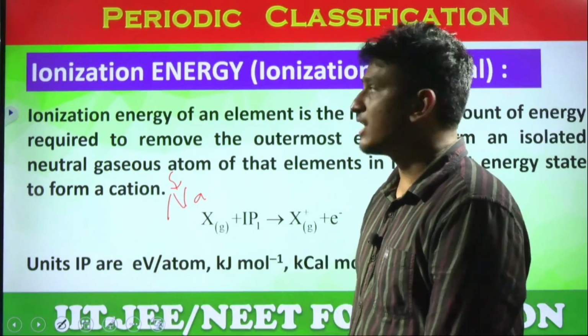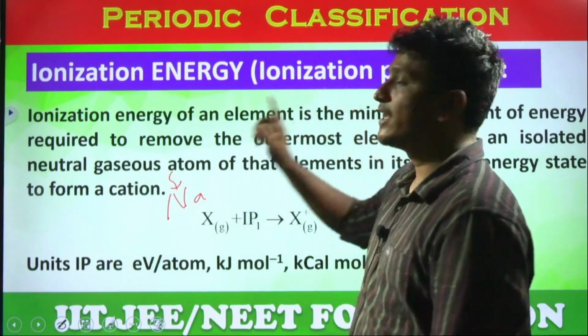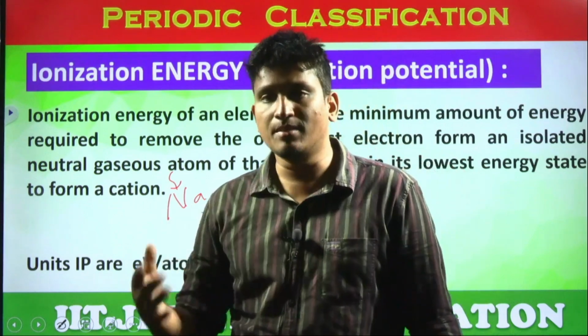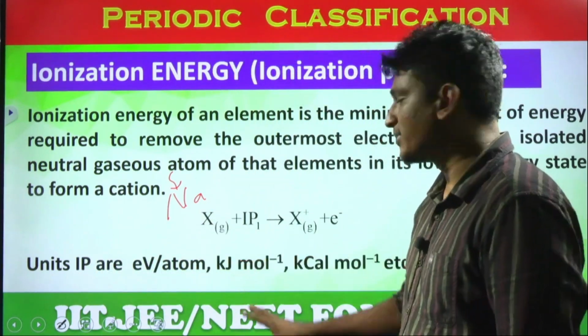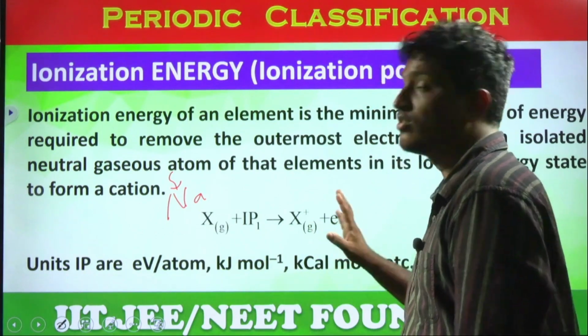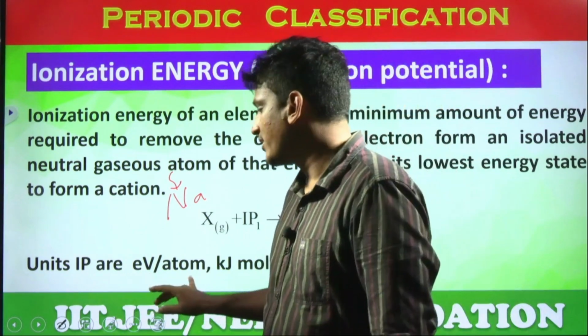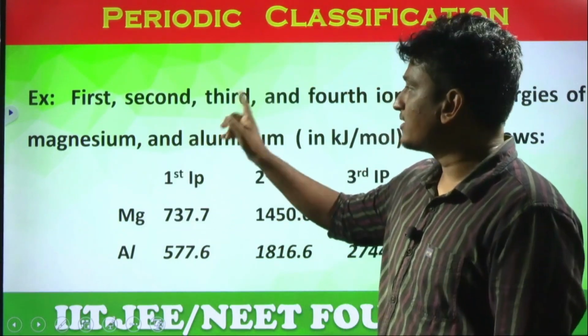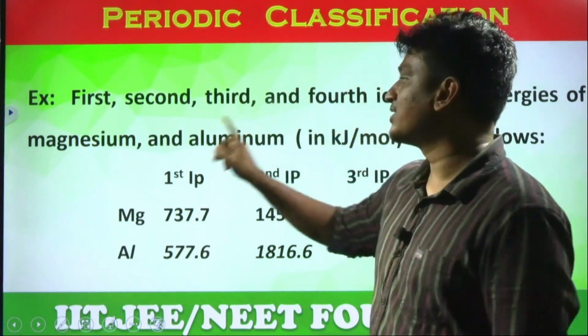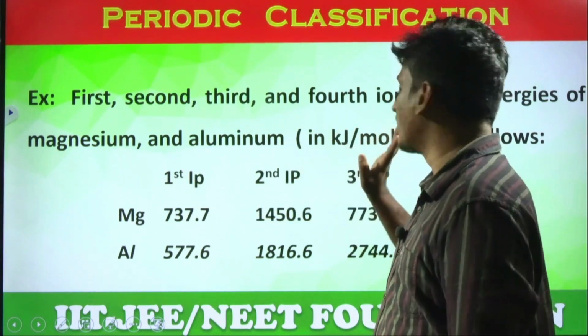Units of ionization IP. Why is it called IP? Because ionization energy is also called ionization enthalpy or ionization potential, all are the same. The units are electron volts per atom, kilojoules per mole, or kilocalories per mole. These are the units of IP you have to remember. Next, the first, second, third and fourth ionization energies of magnesium and aluminium are given.